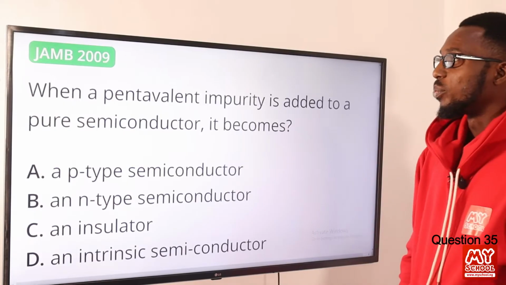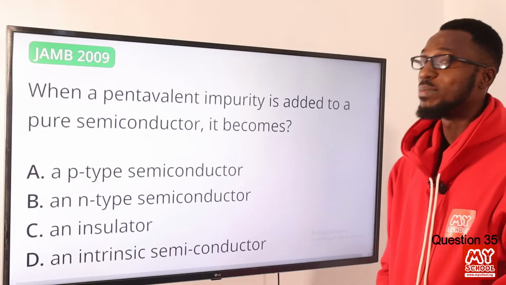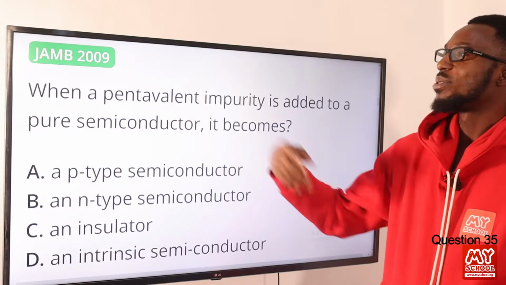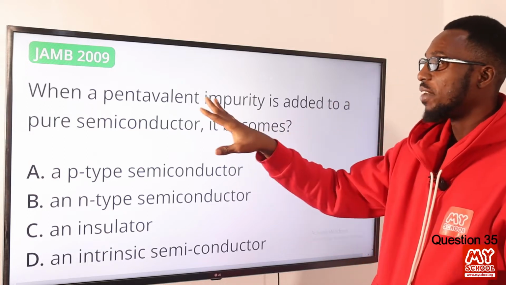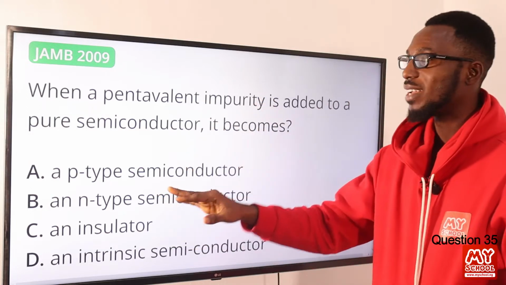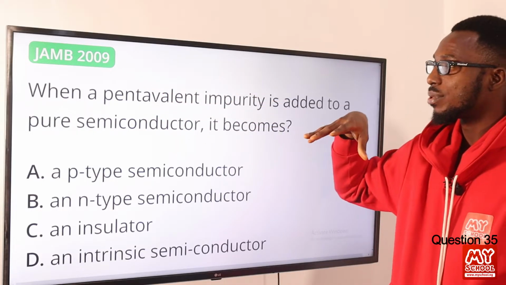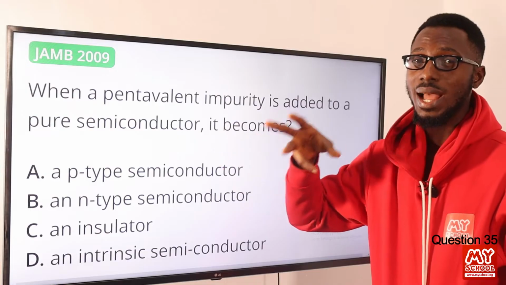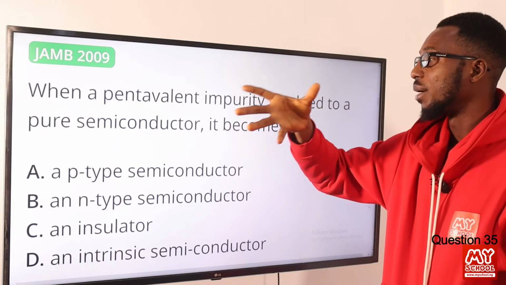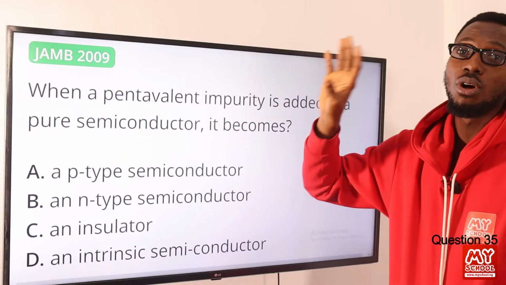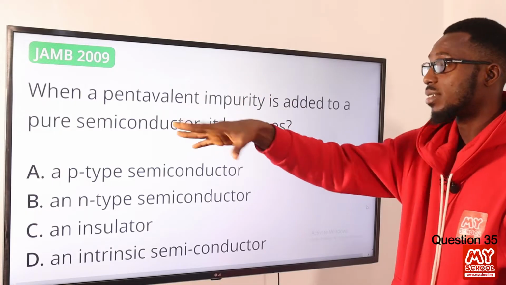35. When a pentavalent impurity is added to a pure semiconductor, it becomes what? Let's key into the word pentavalent. When you say pent, that is 5. Valence, that is 5 valency. Pentavalent impurities, examples include antimony, arsenic, and the likes, used as impurity or dopant. Let's go back to the question.